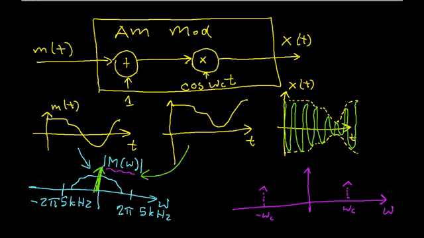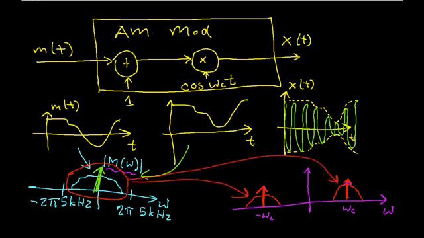So when I take M of omega and convolve it with these delta functions at minus omega_c and omega_c, I basically get 2 copies of M of omega plus the delta function. One copy is shifted by omega_c, and the other copy is shifted by minus omega_c. So again, I've taken these 2 copies of the spectrum, and one goes out in the positive direction, the other goes out in the negative direction.